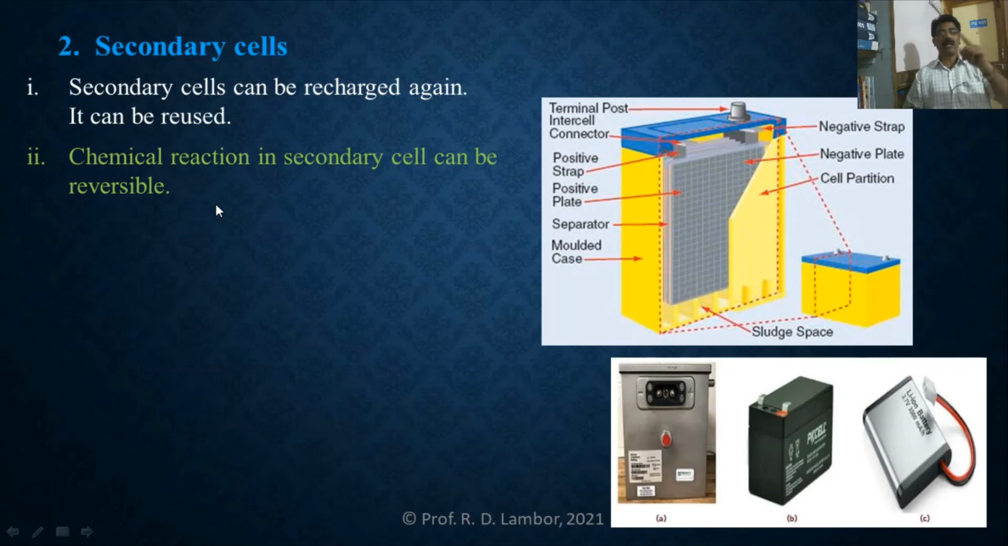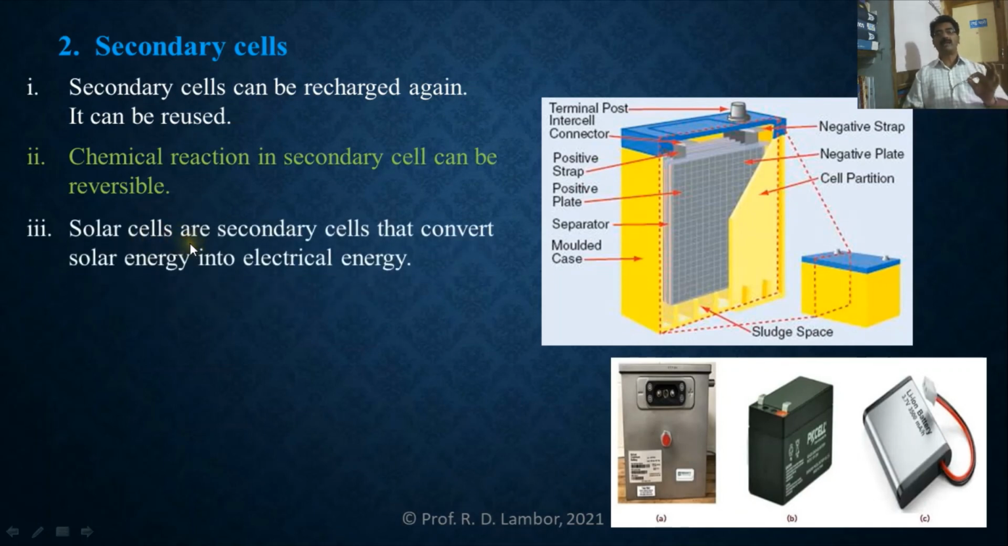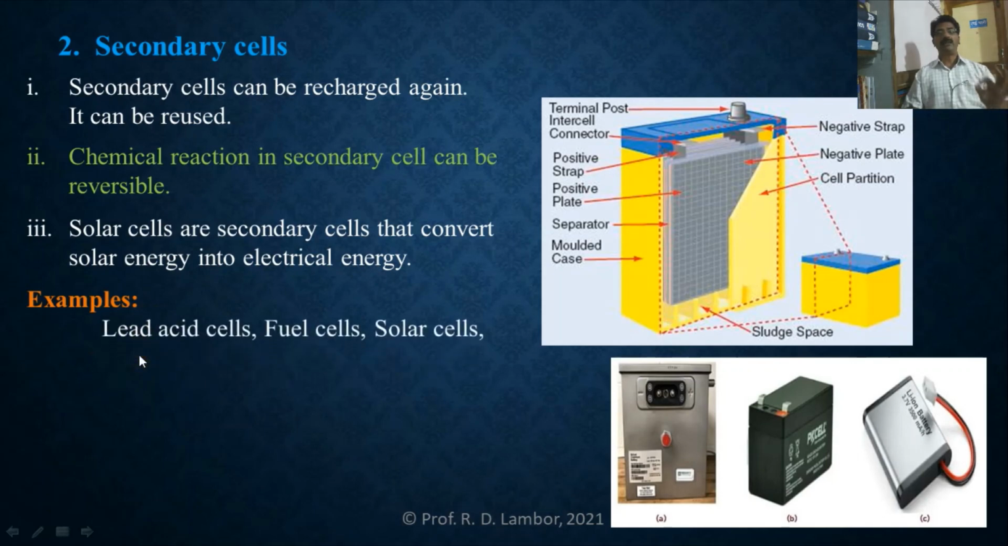That's why it can be used again and again. Solar cells, we know, convert solar energy into electrical energy. Now the examples of secondary cells are lead acid cells, fuel cells or solar cells.